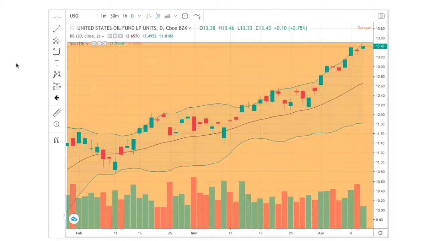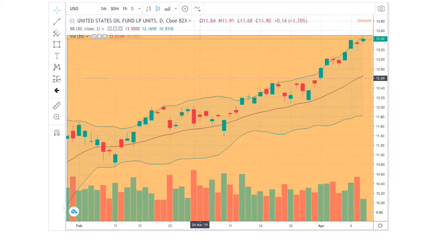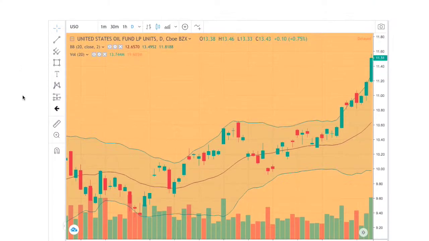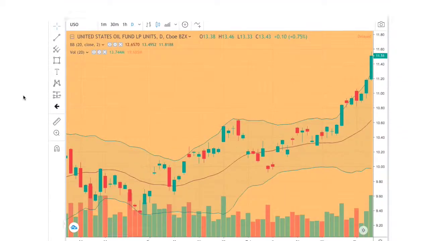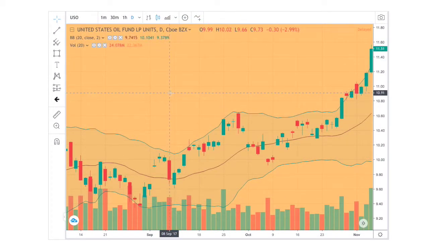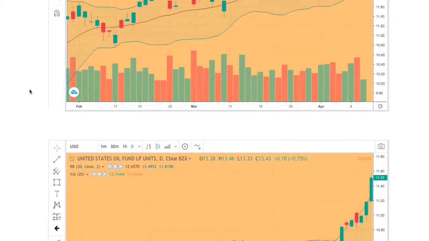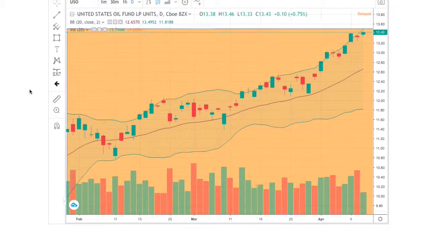On this chart, I'll compare the current trend with this trend. I'll point out why these two charts are similar. This chart dates back to August 15, 2017 to November 8th, 2017. So let me compare these two charts.